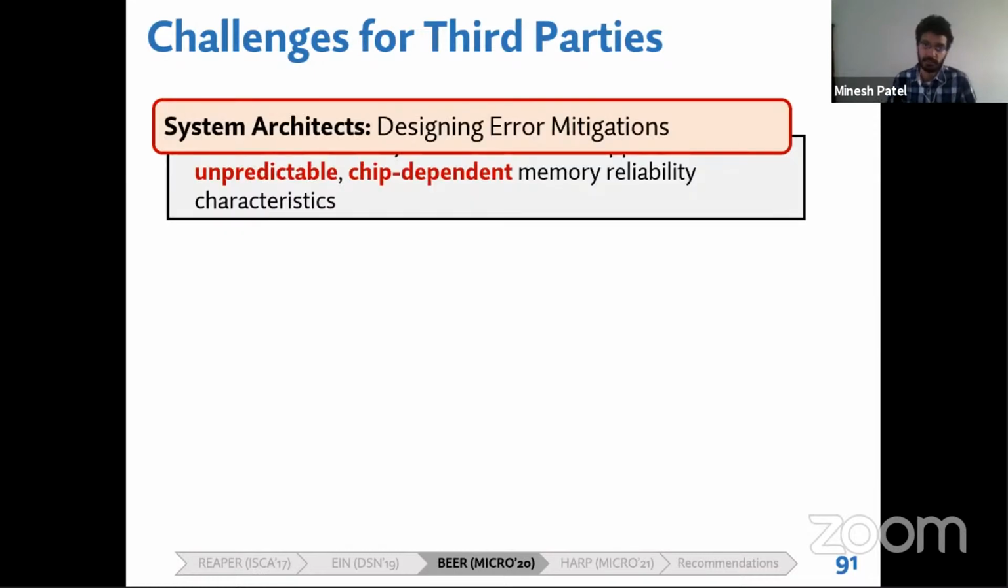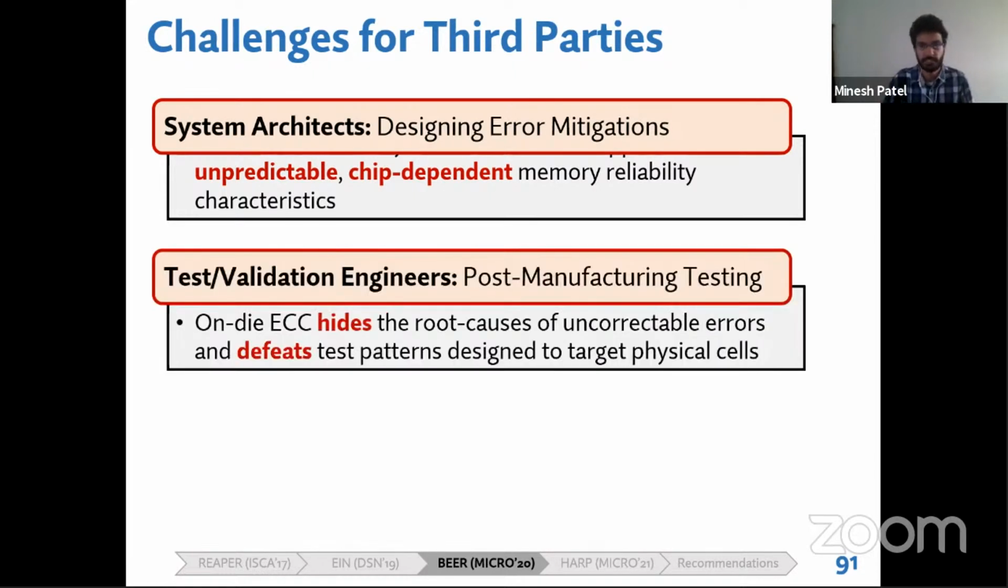So for system architects who are designing error mitigation mechanisms, this makes these error characteristics unpredictable and chip dependent. And so the system designer can no longer understand exactly how the errors occur and mitigate them effectively. For test and validation engineers, on-die ECC introduces challenges for post-manufacturing testing.